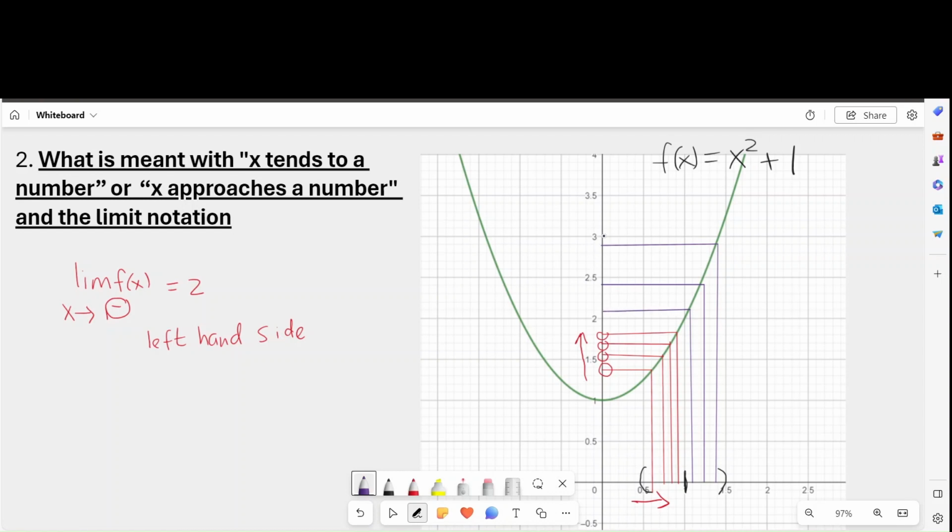It seems as if the functional values get closer to 2 when the x values approach 1 from the right-hand side. We write this as follows. The limit of f of x as x approaches 1 from the right-hand side equals 2. The superscript, the plus sign, means x approaches a number from the right-hand side.